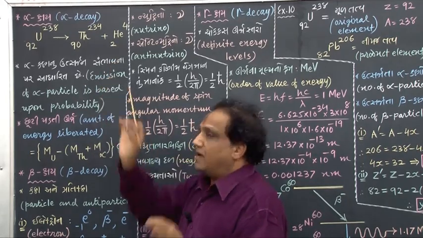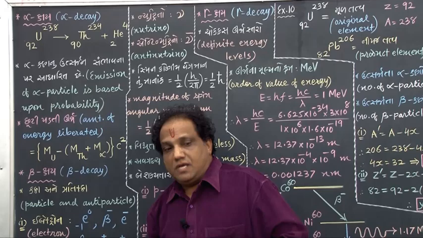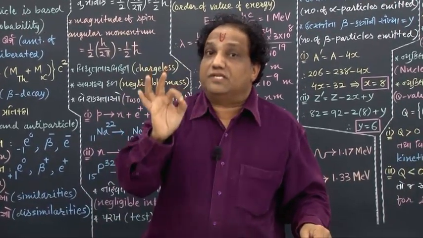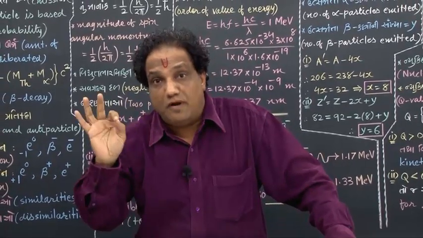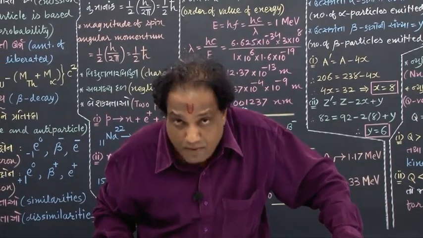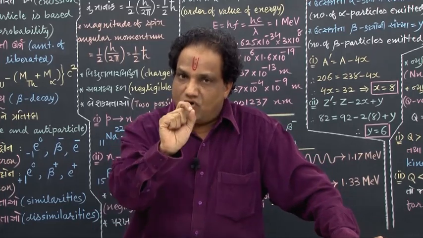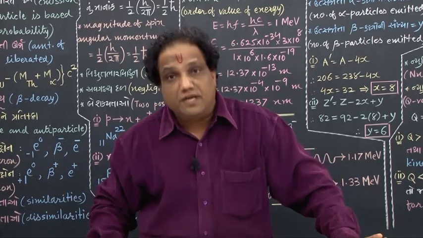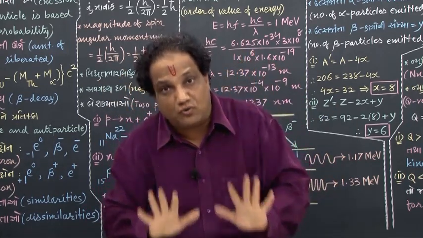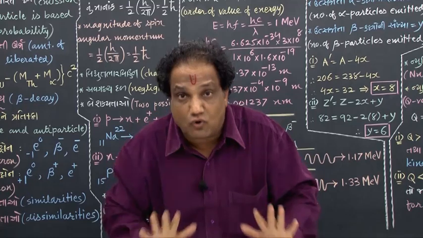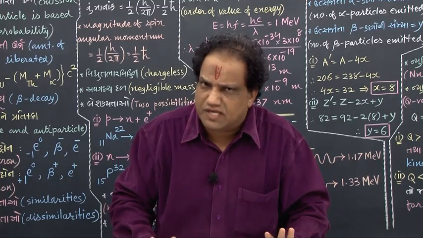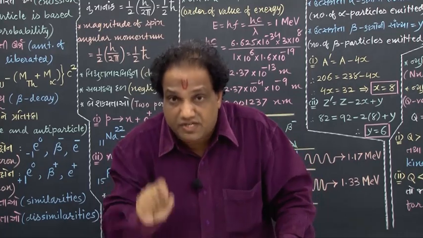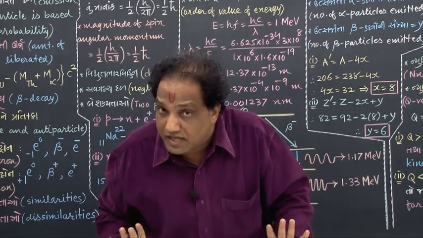Now tell me, this parent nucleus gets transformed into this daughter nucleus. At that time, an alpha particle is emitted. We find that emission of an alpha particle is based upon probability. See, before an alpha particle is emitted from a particular nucleus, actually it has already come into existence some time before. But it is not necessary that as soon as an alpha particle comes into existence, immediately it will be emitted, not necessary.